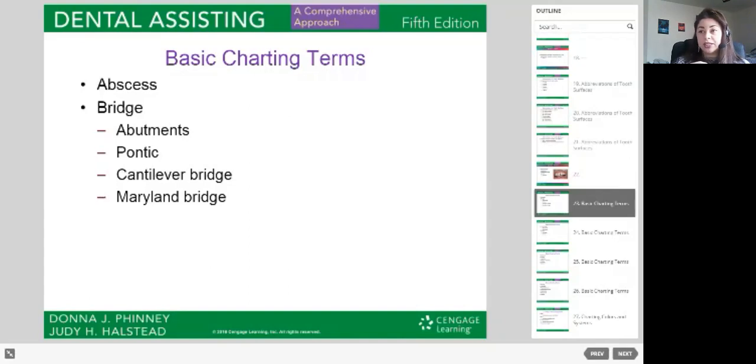A cantilever bridge is attached only on one side, meaning there would be a crown, an abutment and a pontic, and that's it. Just one of each.